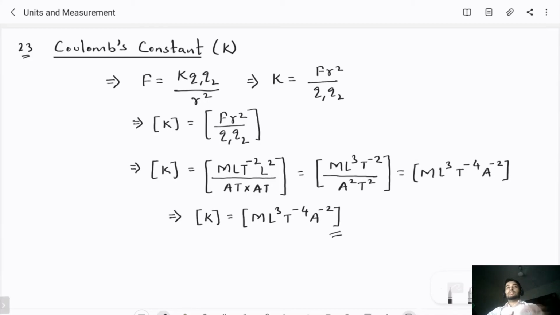Okay students, so this is it for this class. We will try to cover a few more physical quantities in the next class. We'll try to find the dimensional formula for a few more physical quantities, and then we'll go for dimensional analysis and its application.